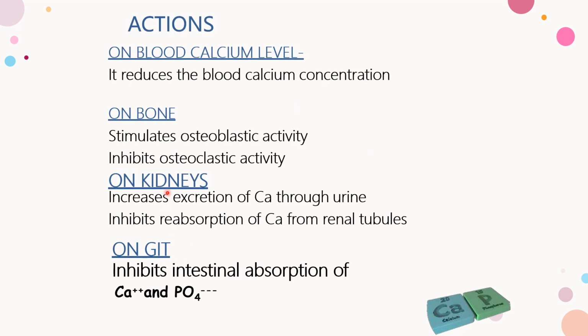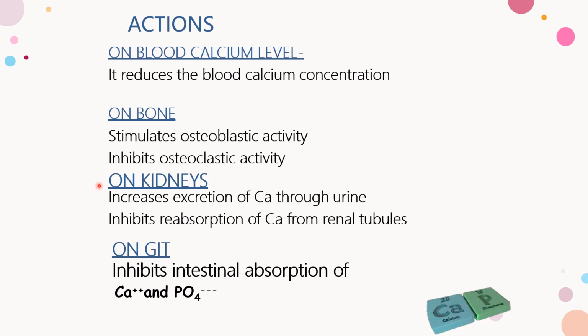And it has actions on blood calcium, bone, kidney and GIT. On blood calcium, it reduces the calcium concentration and it acts through the adenylate cyclase cyclic AMP pathway. And on bone, it stimulates osteoblastic activity and inhibits osteoclast activity. So it decreases the osteoclastic activity, thus inhibiting the bone resorption, and it decreases plasma phosphate level because of inhibition of bone resorption and facilitation of phosphate entry into the bone.